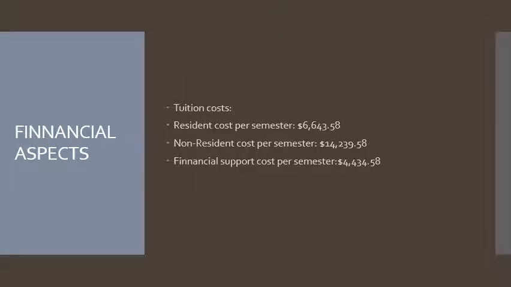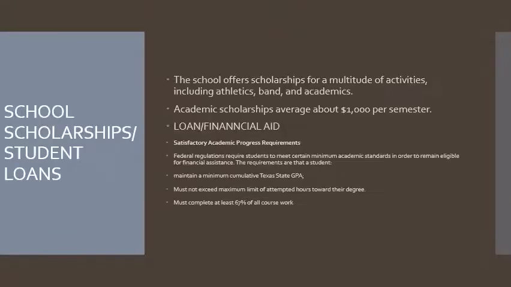These are the tuition costs. Resident cost per semester is $6,643 per semester. Non-resident or non-state of Texas is $14,239.58. Financial support is $4,434.58 per semester. The school offers scholarships for multiple activities, including athletics, band, and academics. Academic scholarships average around $1,000 per semester.